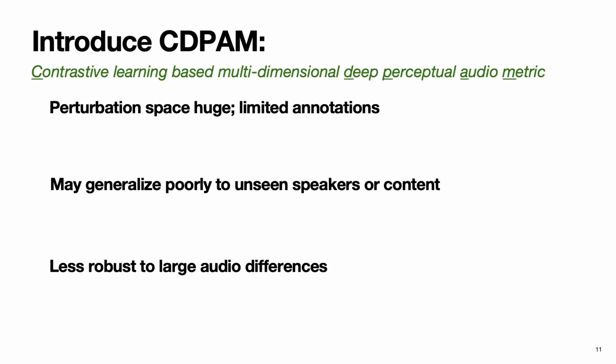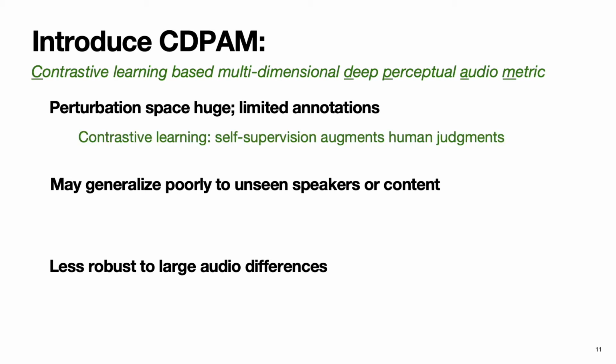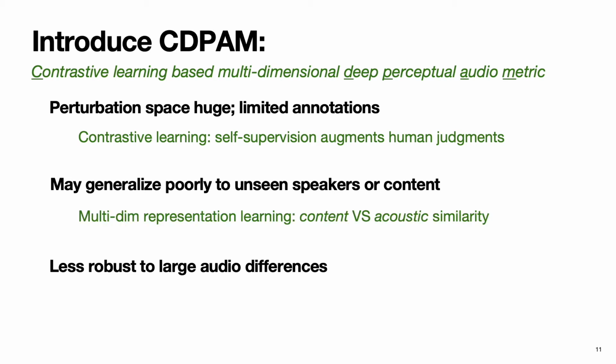To ameliorate these drawbacks, we introduced CDPAM, a contrastive learning-based multidimensional deep perceptual audio metric. We use contrastive learning here as a pre-training self-supervised strategy that augments a limited set of human annotations with unlimited data. To reduce the dependency of acoustics on content, we use a multidimensional representation learning strategy to separately model content similarity, which is the similarity amongst different speakers or utterances, and acoustic similarity, which is the similarity amongst different recording environments. This multidimensional or disentangled representation also reduces the number of samples that are required to learn an embedding.